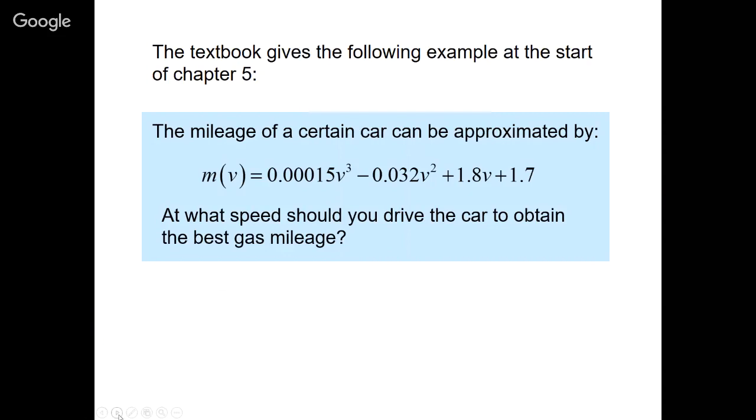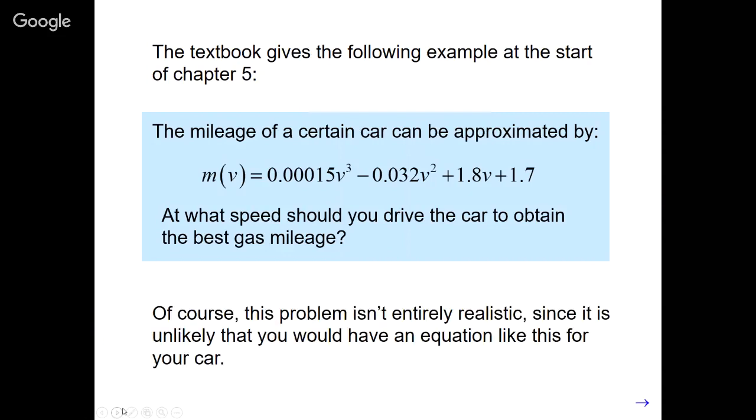All right, and you know, we can't necessarily model gas mileage. It would be different for every car, and we'd probably have a few bits of data, and then we could do a regression, and there might be a million different models for mileage per velocity, but we're just going to pretend that this one works.